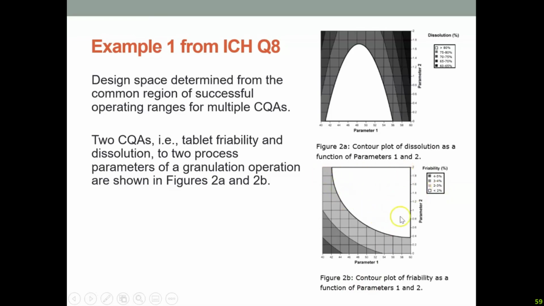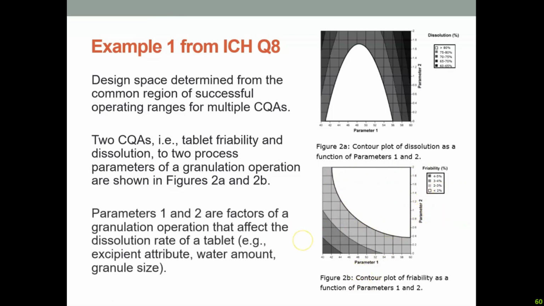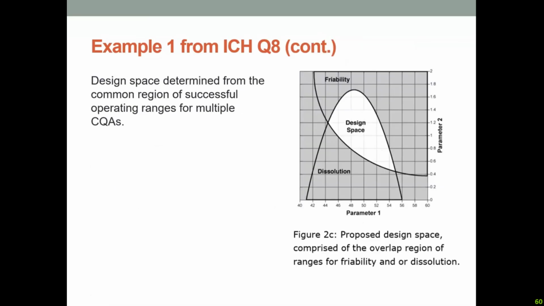So again, we've got our white space here. This is the friability that we want. This is our approved acceptable result for friability when you plot it against parameter 1 and parameter 2. Parameters 1 and 2, they're factors of the granulation operation that affect the dissolution rate of the tablet. So it could be something like your excipient attribute, your water amount, or your granulation size. So they're just examples.